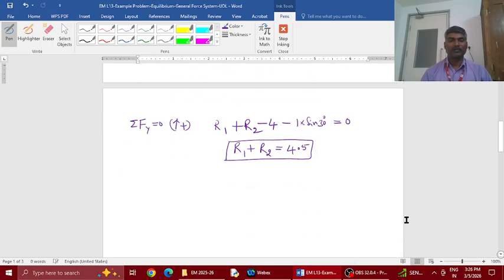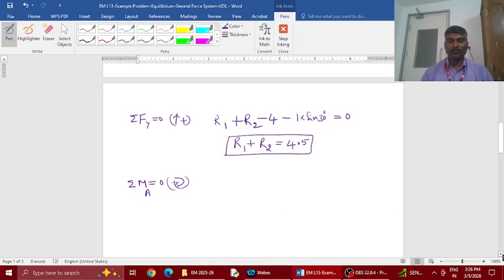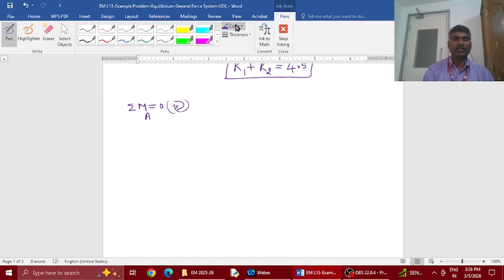Now one more equilibrium equation, the sum of moments equal to 0. How do you apply this equation? Choose any one direction as positive. Let us say clockwise moments are positive. And you choose a moment center. Let us say I choose A. Moment center A. For writing moments, I'll quickly draw the beam again so that it is there for ready reference.